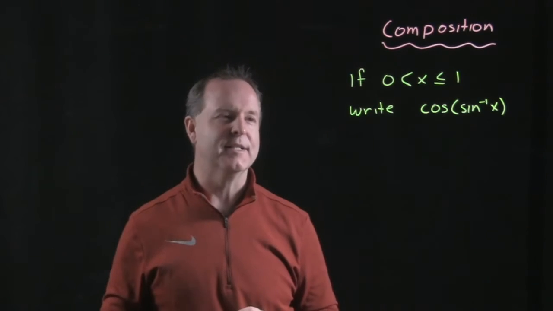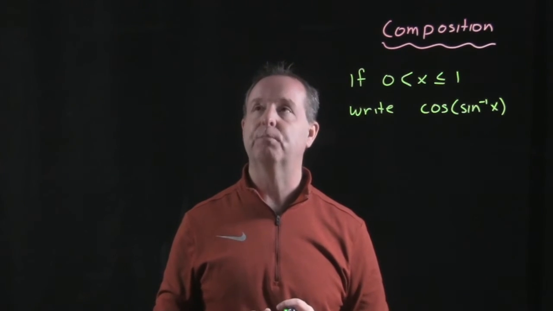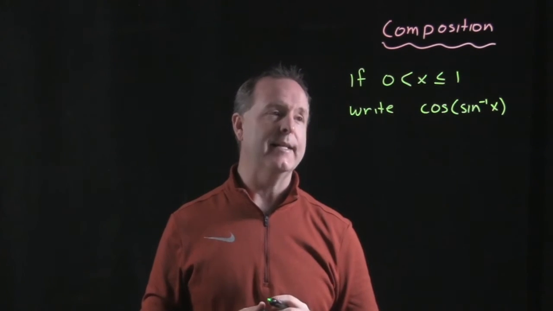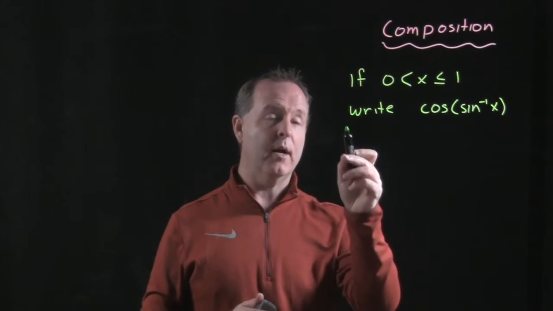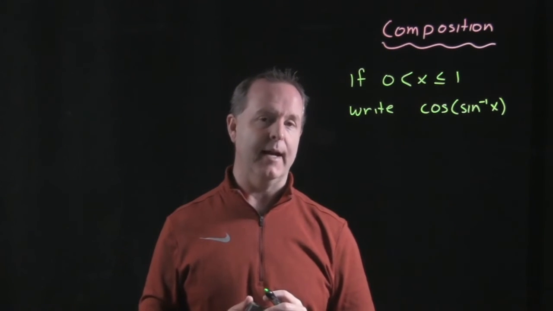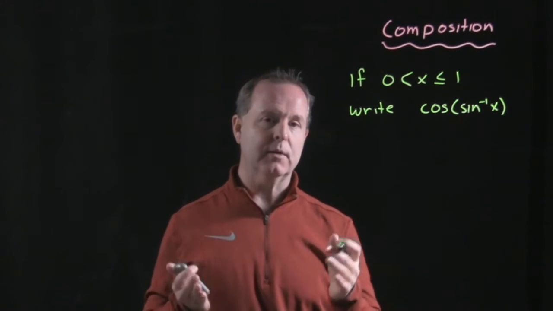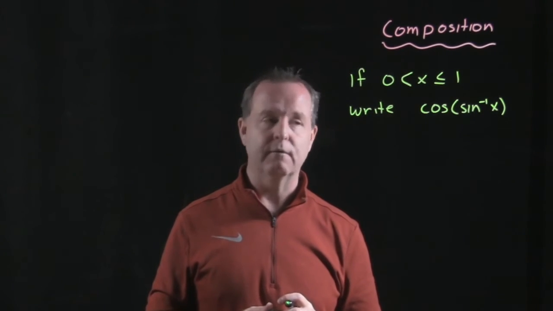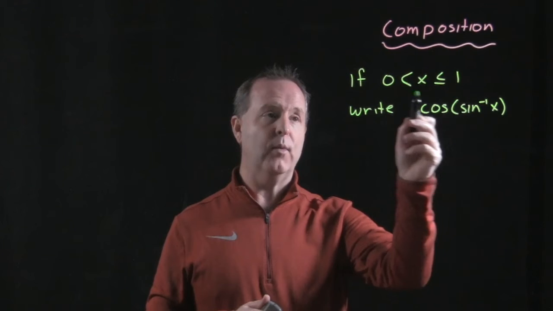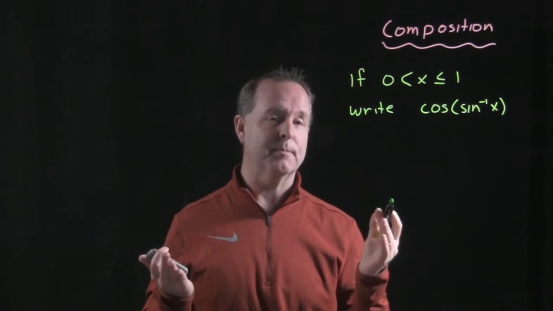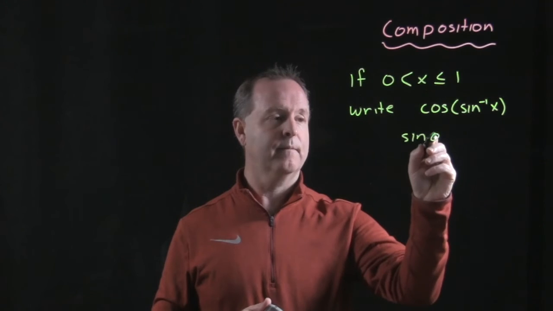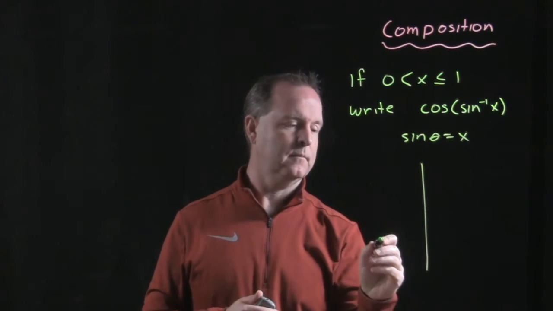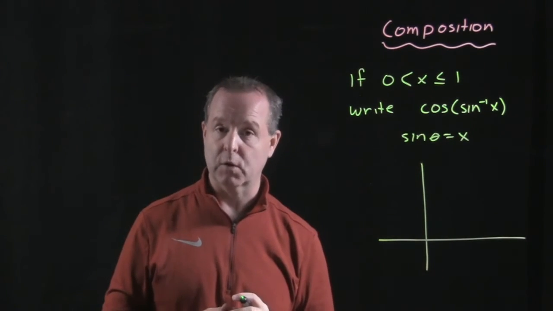Another way that we can work with the compositions is to see if we can write an algebraic statement. So let's imagine that I have some x that's between 0 and 1. And I want to write the cosine of the inverse sine of x. Well, let's begin to build a triangle, an acute triangle, if we can, to help us understand what some of those particular values are. Well, x, I realize, is between 0 and 1, so it tells me it's positive. So the sine of theta equals x is positive. So it tells me then that I have something in the first quadrant.